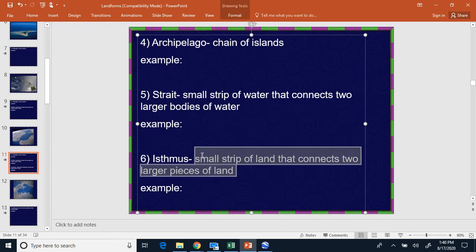So let me go back to this. It's a small strip of land that connects two larger pieces of land. Okay, and that's it for today's notes.